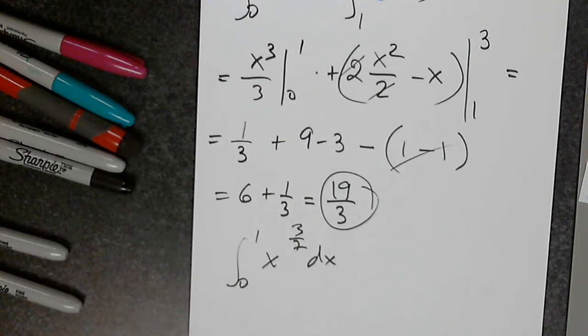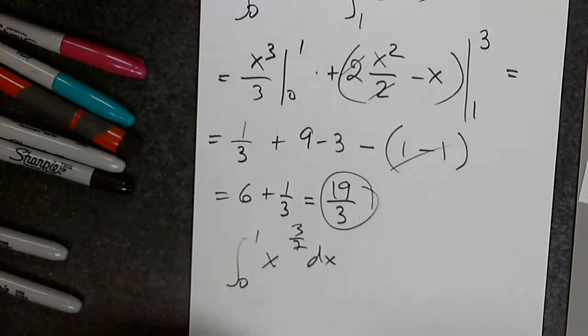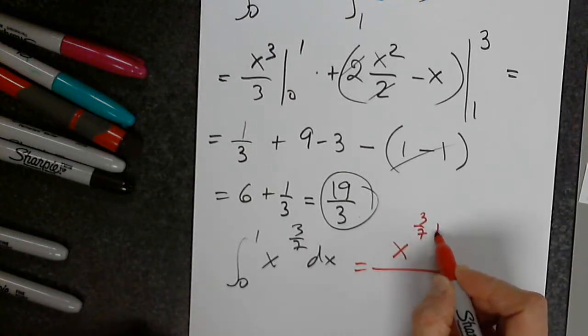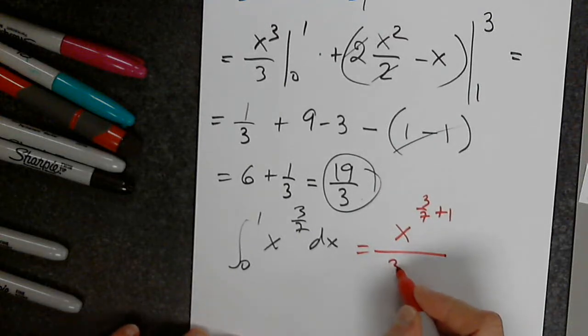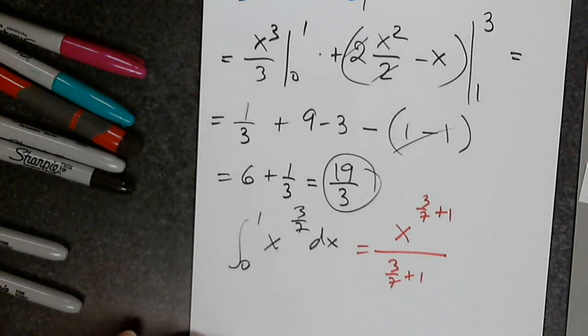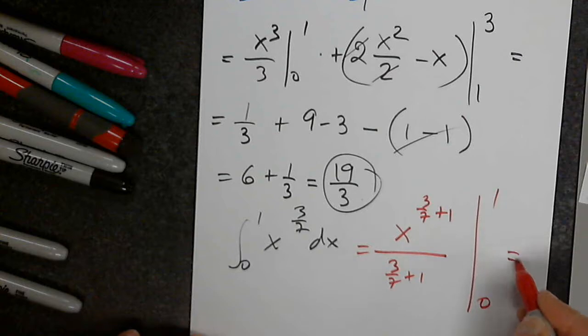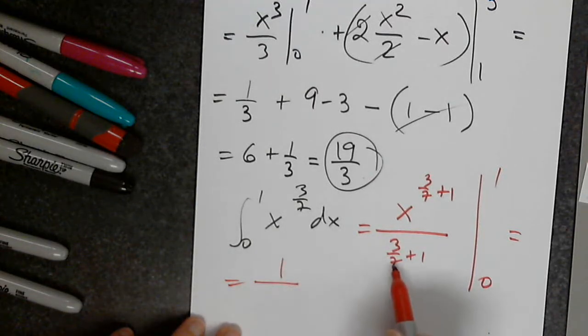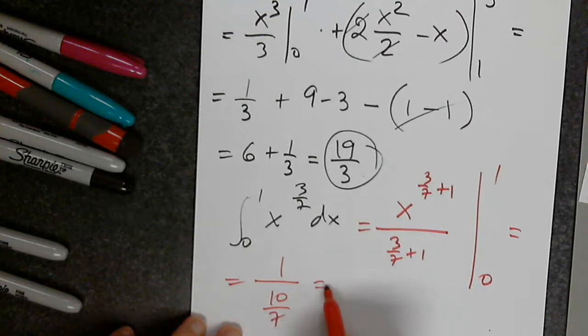Got it. Okay. Yes, that will be the next step. Okay. That will be the next step in the next section. We're going to look at that. Okay. So what function prime is x to 3/7? X to 3/7 plus 1 over 3/7 plus 1. Yes. From 0 to 1. Luckily, I don't even have to calculate that up there because when I plug in 1 is 1. When I plug in 0, it's gone. So the top is 1 over 10 over 7, and I have to flip it.